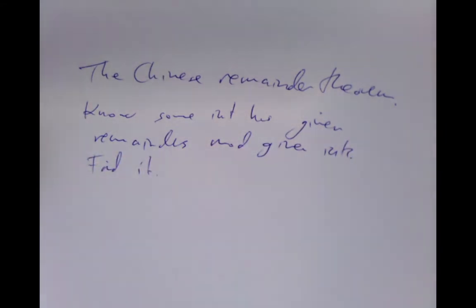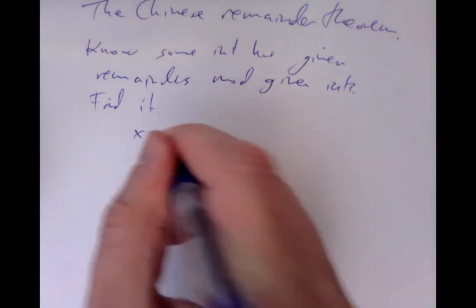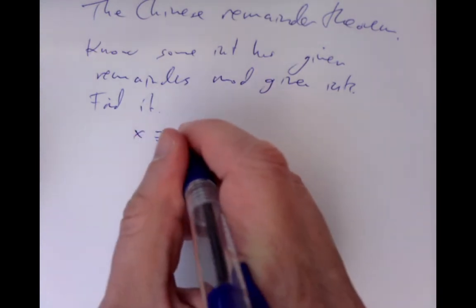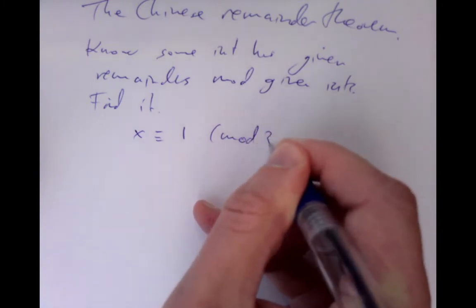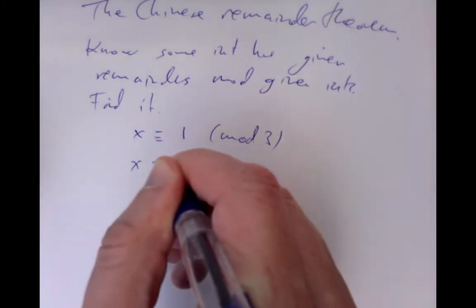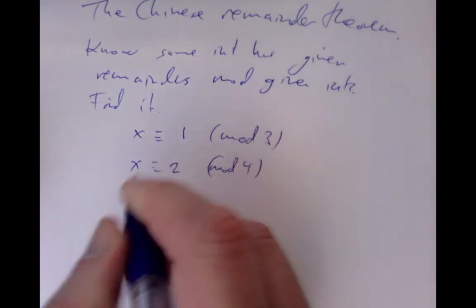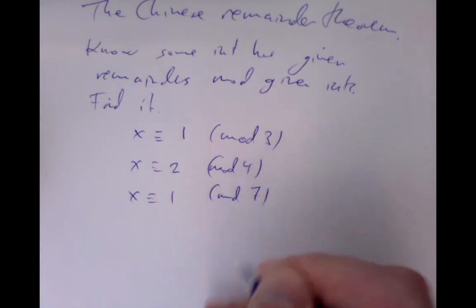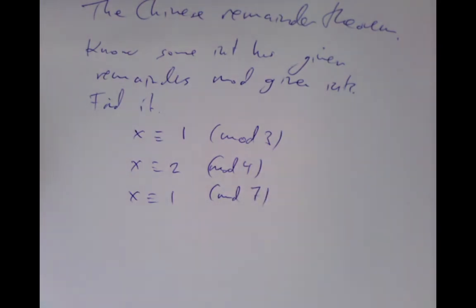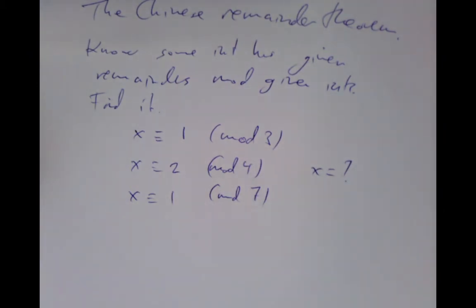So, some unknown integer. A simple example would be an unknown integer x that has remainder 1 mod 3, remainder 2 mod 4, and remainder 1 mod 7. So the question is, how do we find x? How do we find such an integer?